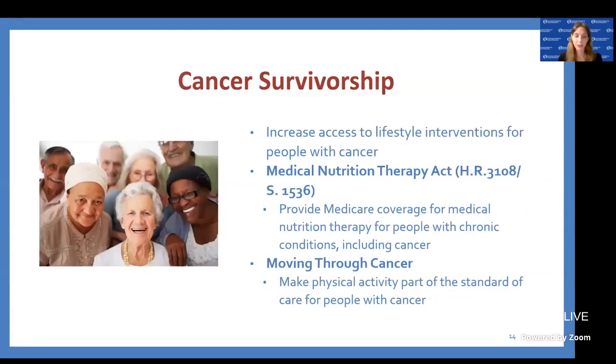With respect to cancer survivors, AICR is interested in increasing access to lifestyle interventions for people with cancer. On the nutrition side, we have the Medical Nutrition Therapy Act, which is federal legislation to provide Medicare coverage for medical nutrition therapy, which is a type of nutrition counseling for people with chronic conditions, including cancer. And given that the bill would provide coverage for medical nutrition therapy for a range of chronic conditions, we're working with a broad coalition of nutrition and health advocates to try to pass this bill. And it has been introduced in the current Congress in both the House and the Senate.